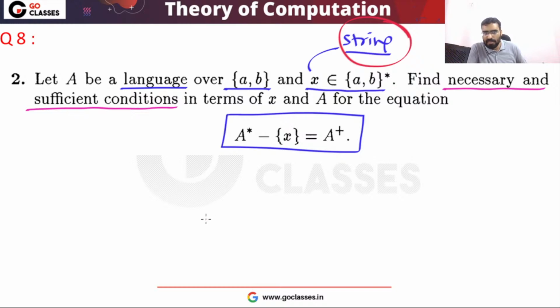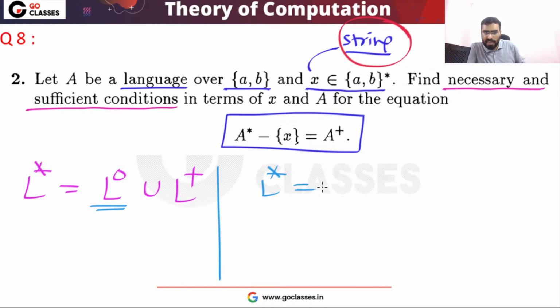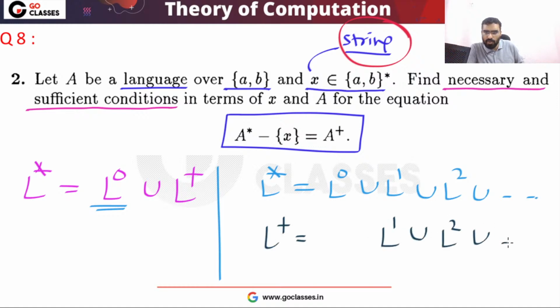Now tell me the answer. You can very easily see that, very simple. You understand what is L star? The only difference is L power 0. Do you agree that the only difference is this? L star is basically L power 0, union L power 1, union L power 2, and so on. And what is L plus? L plus is L power 1, union L power 2, and so on.